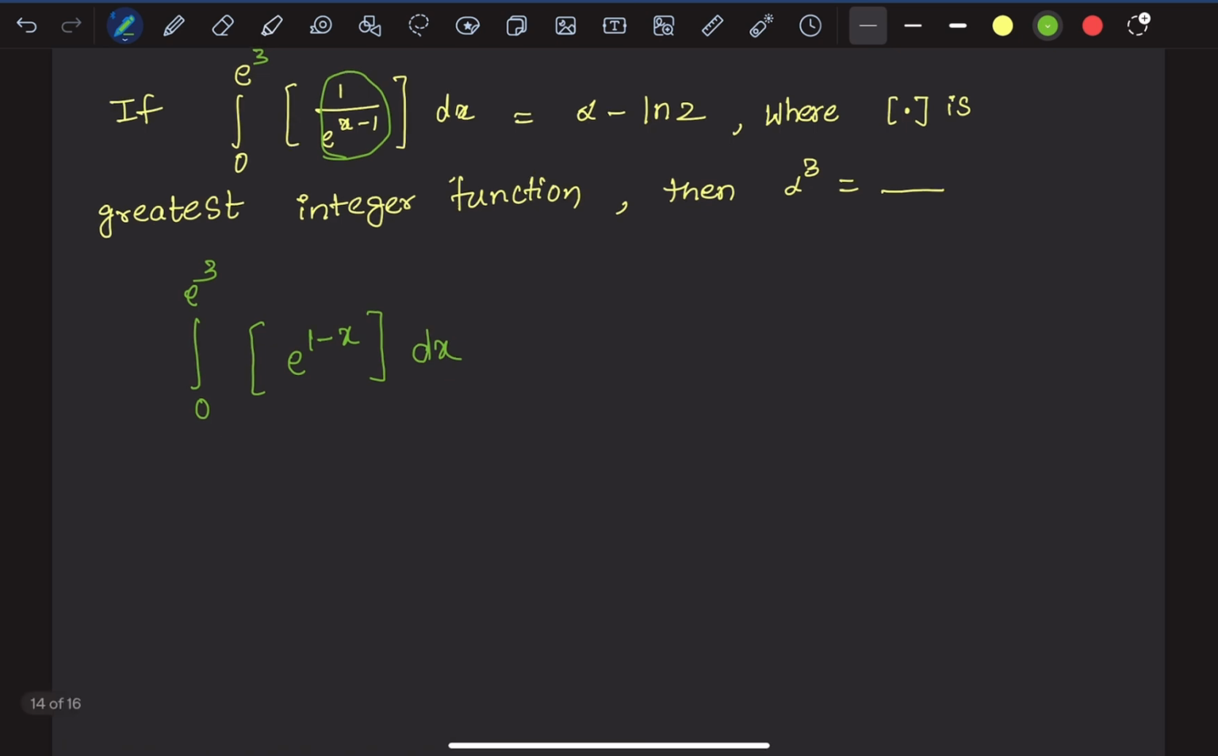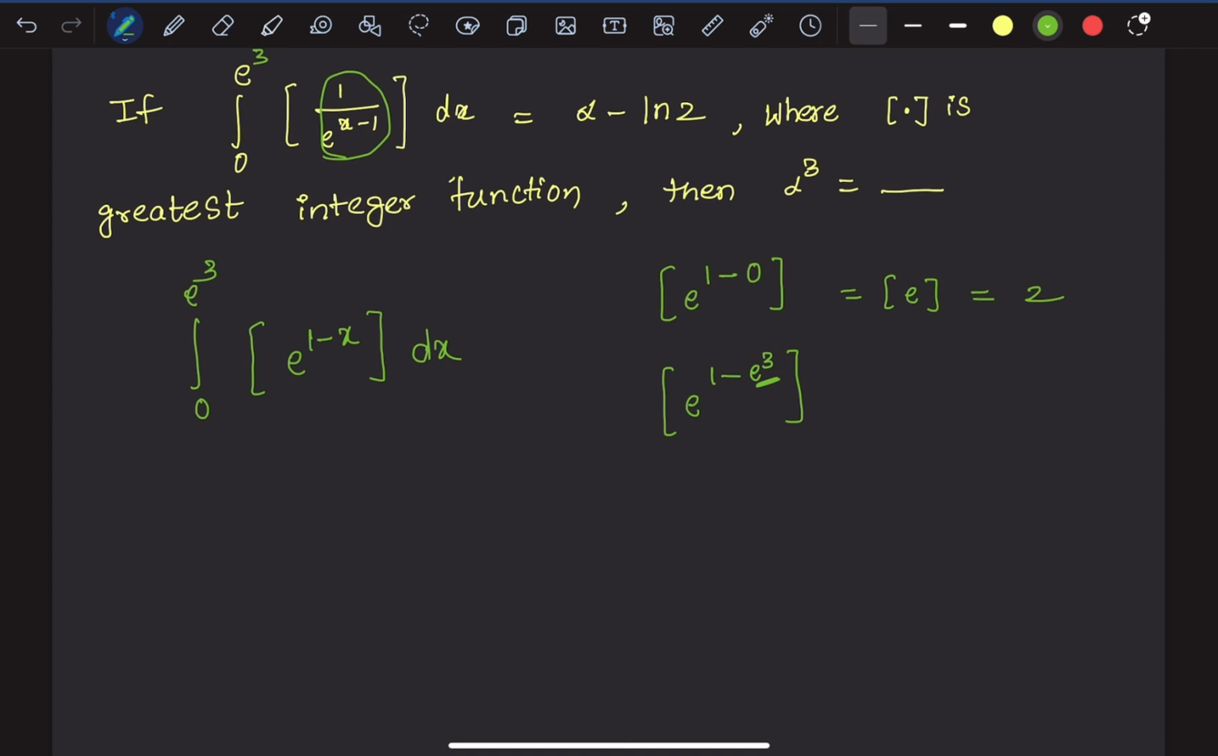So let us put the lower limit. The greatest integer part of e to the power 1 minus lower limit 0 is the integral part of e. When we do this, we get 2, since the integral part of e is 2. And similarly, let us put the upper limit, e to the power 1 minus e cube.